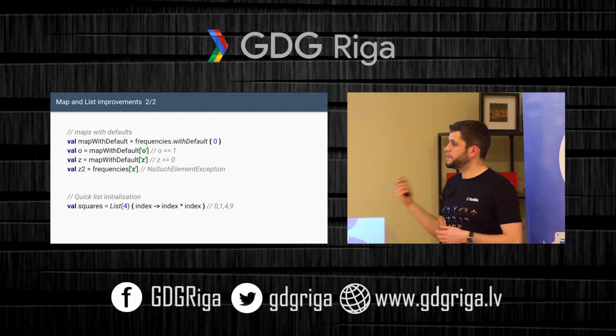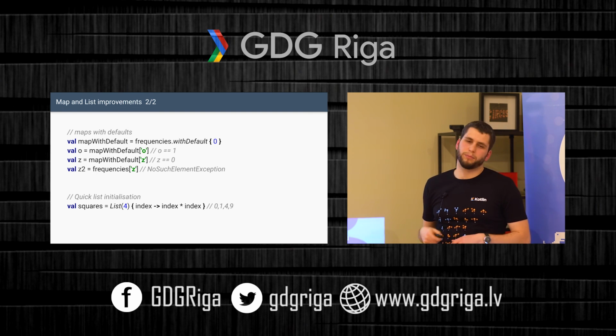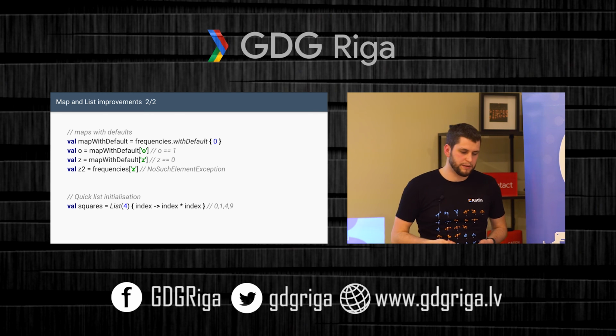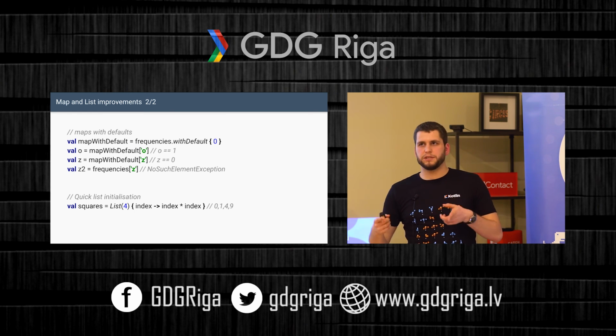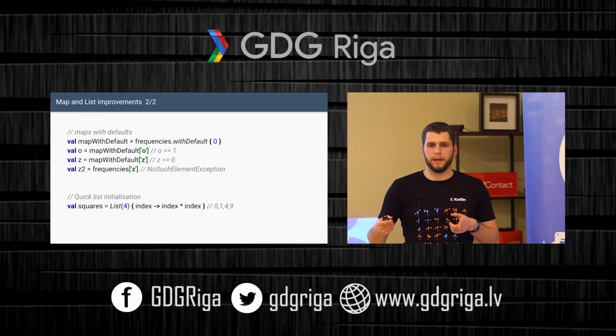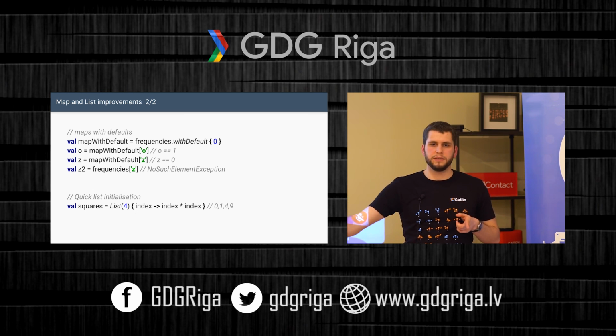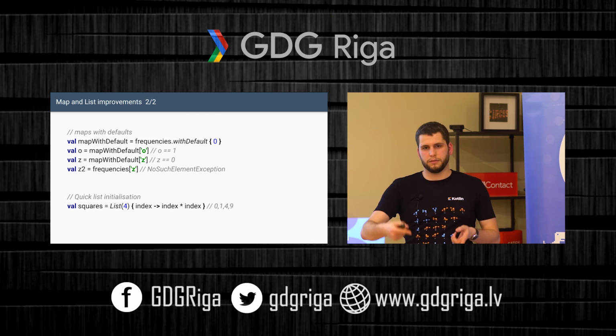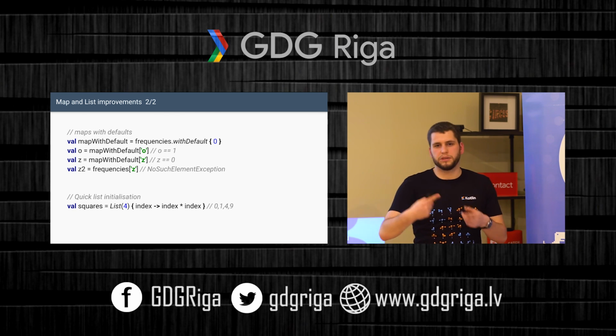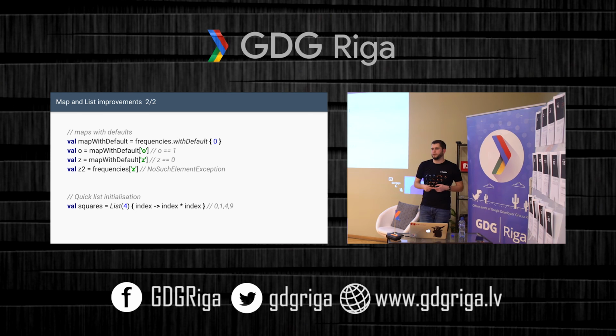And for lists, what they have improved is they have added initialization of the list by lambda. What it does is that you initialize the list of a specific size, and on the first run, it will go to all of the elements of this list and apply the lambda to each object in the list. And it also provides you an index, so you can do stuff like making squares of all the integers or something like that.